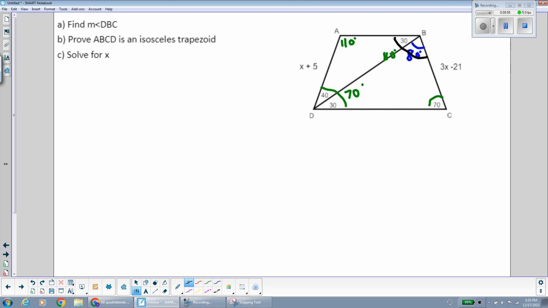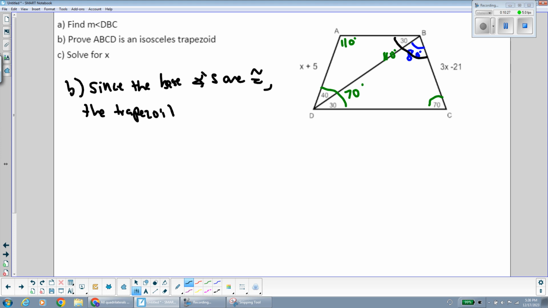this angle over here. So notice the upper base angles and the lower base angles are congruent to each other. So that is one of our properties of isosceles trapezoids, that the base angles are congruent, and we have that here. So I'm going to put it over here. Since the base angles are congruent, the trapezoid is isosceles. And then it's just to solve for x.